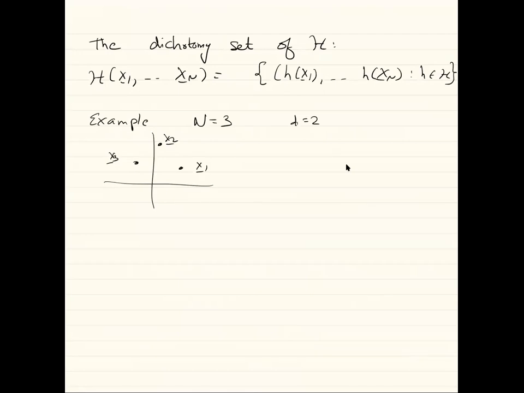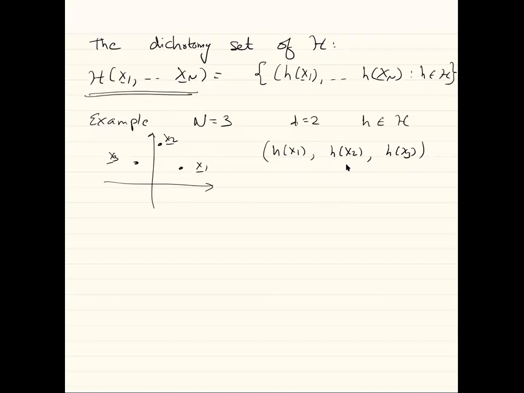Okay, then what we do is we compute H of x1, H of x2, H of x3. So you can think of putting a paper on this 2-dimensional plane, puncturing holes where x1, x2, and x3 are, and then evaluating each hypothesis in the set H at these 3 points, and enumerating all the possible vectors that you get. That is what the dichotomy set H of x1 to xn is.